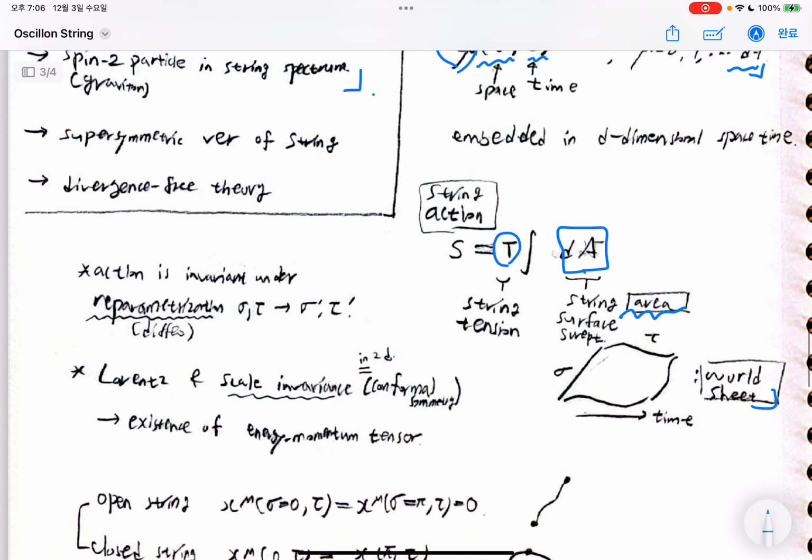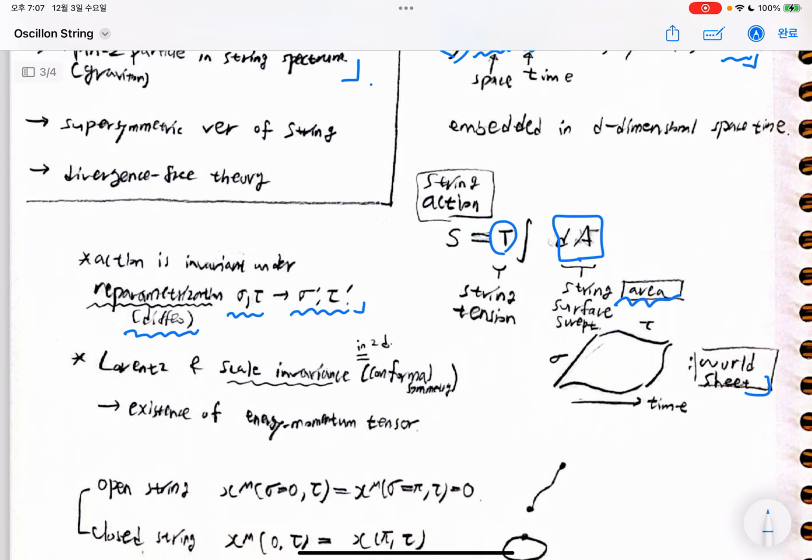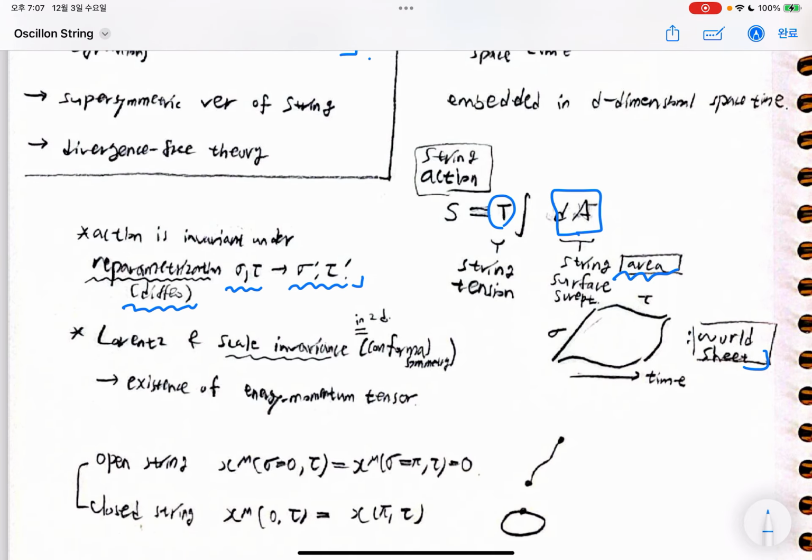And this action should be invariant under reparametrizations of the coordinates. This corresponds to the diffeomorphism of general relativity. The transformation changes from the coordinates sigma and tau to sigma prime and tau prime. And there are additional invariances: the first one is the Lorentz invariance from special relativity, and the scale invariance, which is the same as the conformal symmetry in two dimensions.